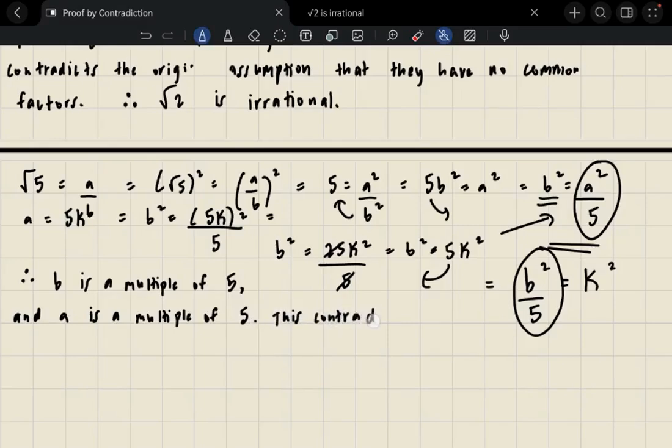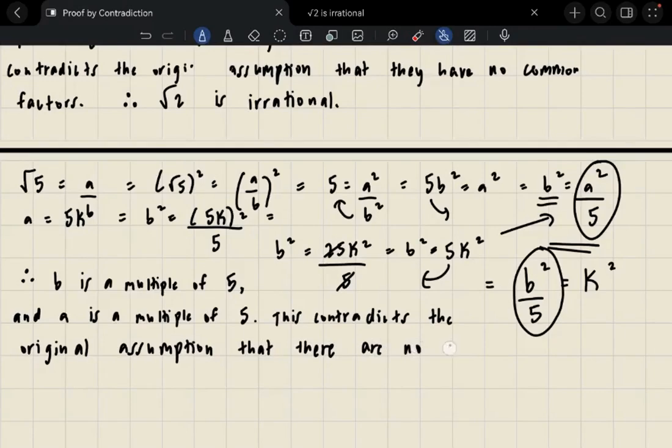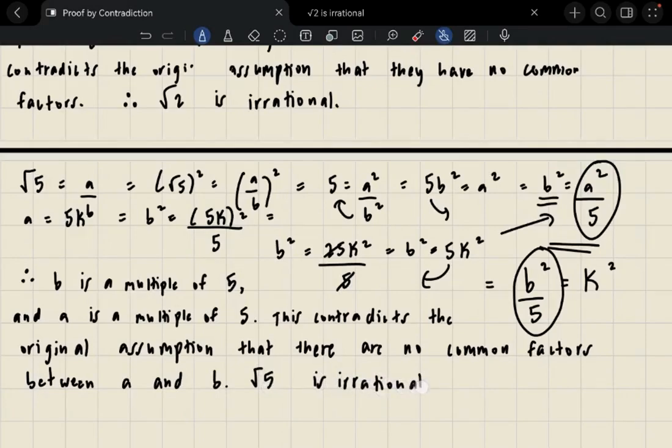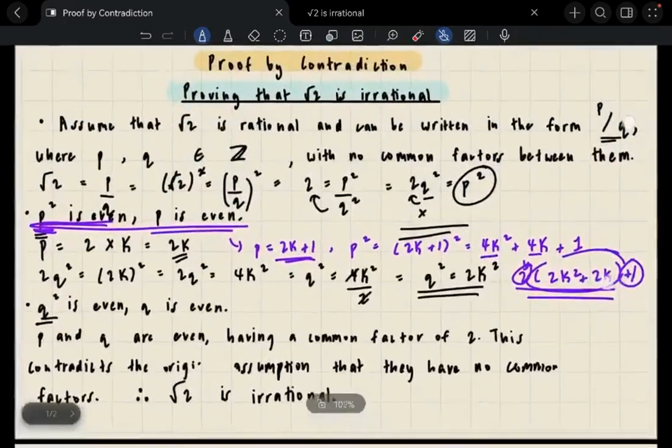This contradicts the original assumption that there are no common factors between a and b. So therefore, root 5 is irrational. So that's pretty much it to this whole process.